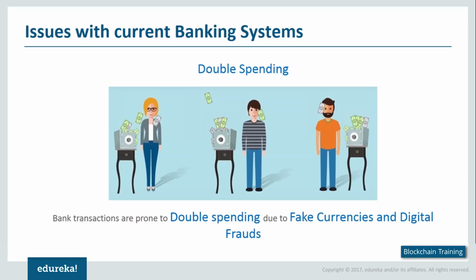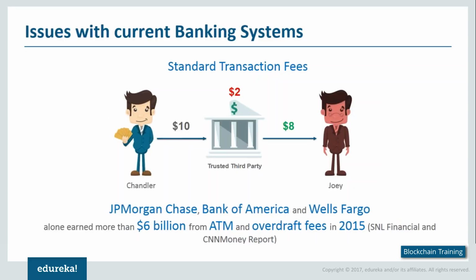Now the first issue is double spending. To those of you who are not familiar with what double spending is, double spending basically is a fraud that is part of the digital currency system. Here, by using fake digital certificates, you can actually initiate transactions when you don't have sufficient balance. Apart from that, the chances of fake currencies being part of the transaction is also another major concern, as we have seen as well. Then we also have the issue of standard transaction fees.